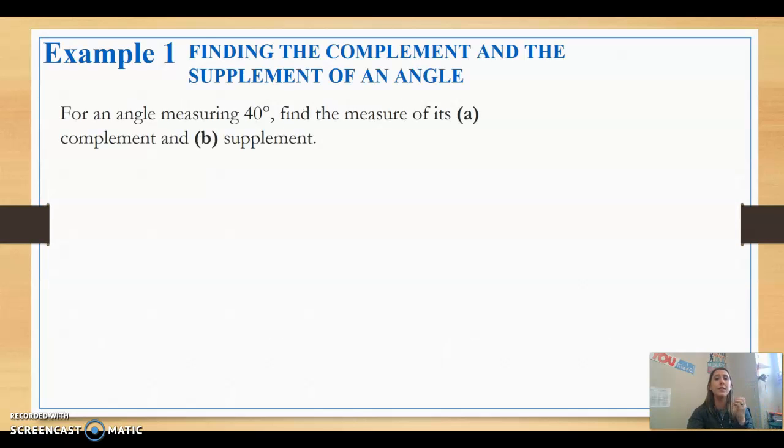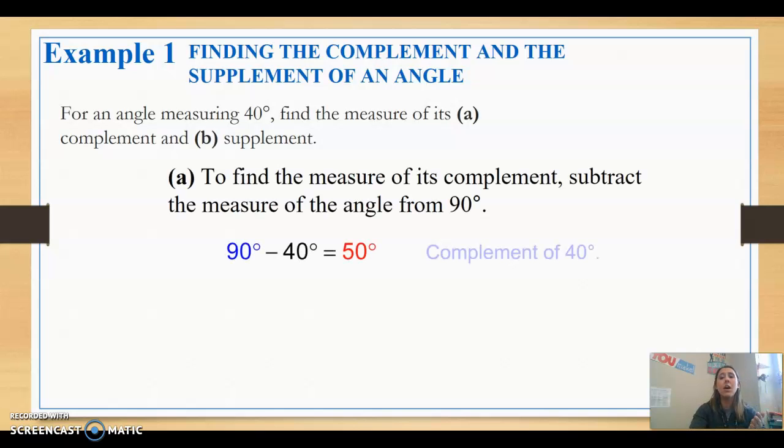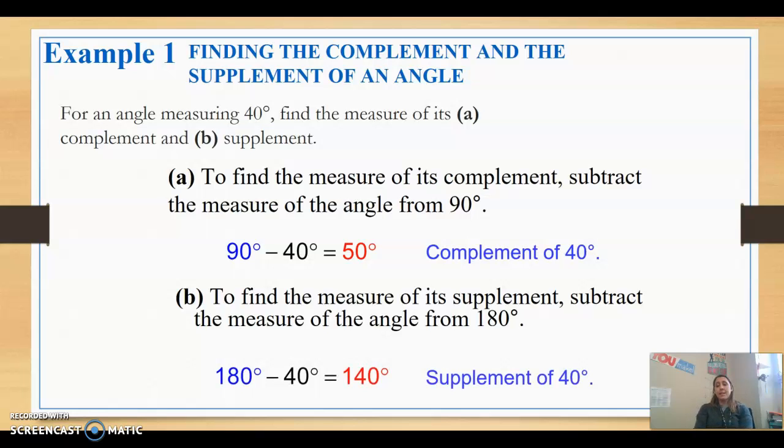Okay, so we need to know the difference between the complement and the supplement of an angle. Complementary angles are angles that have a sum of 90 degrees. So we'll use that information. If I start with 40 degrees and I know I need to get to 90 degrees, I'm going to find the difference. So 40 plus 50 equals 90, or 90 degrees minus 40 equals 50, and that would be the complement of 40 degrees.